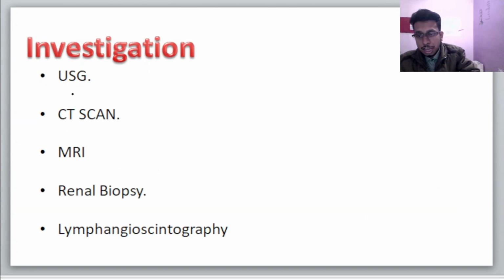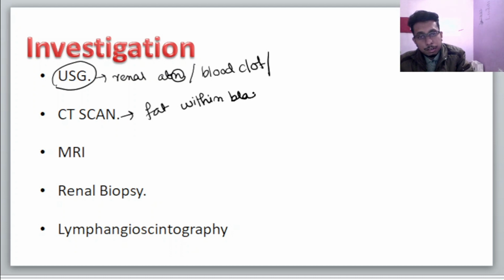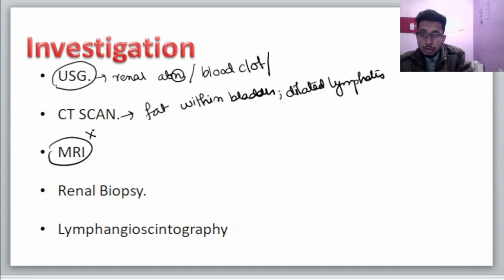Now coming to the radiological investigation, ultrasonography can be used to identify any sort of renal abnormality as well as blood clot with chylus in the bladder. Alright, CT scan can identify fat within the bladder as well as dilated lymphatics. MRI is the most useful imaging methodology where the fistula tract, if present, can also be identified, and it also helps to delineate the anatomy of the bladder and the fistula more properly.